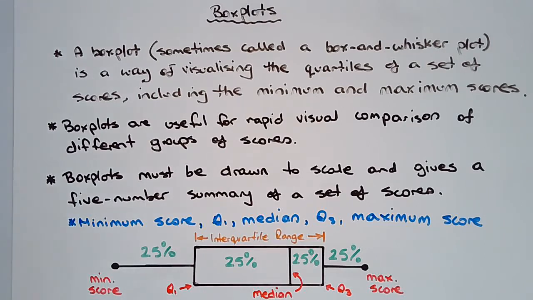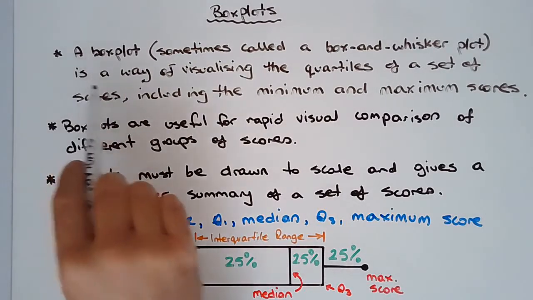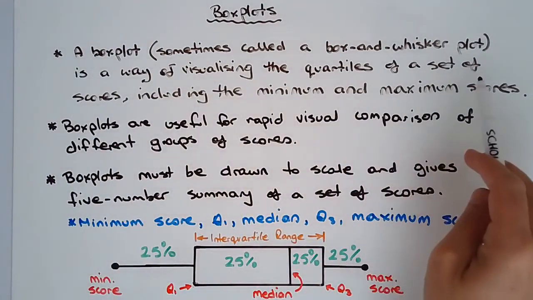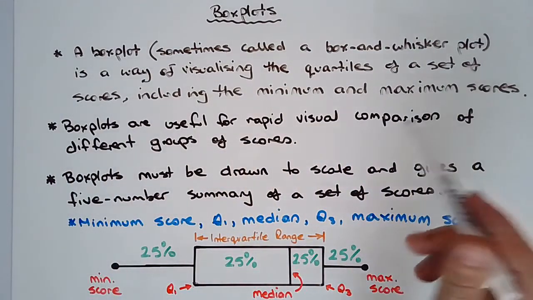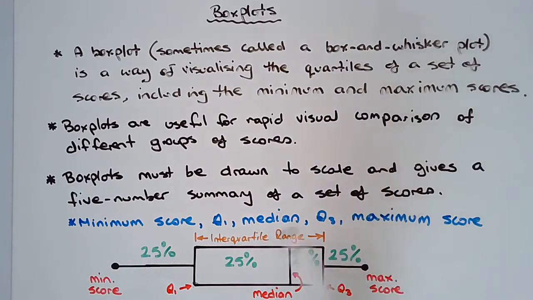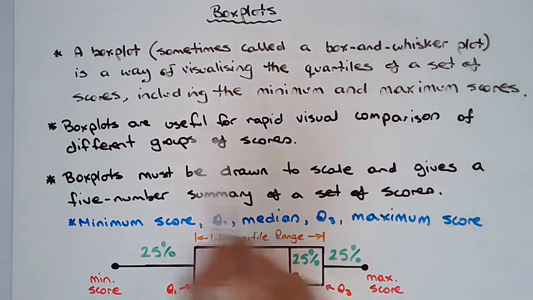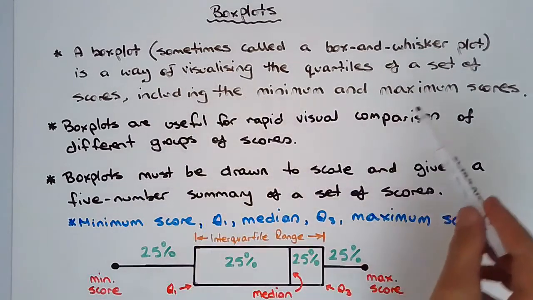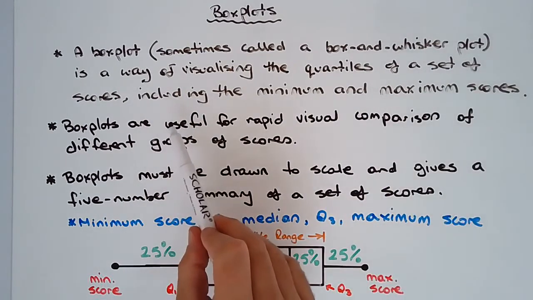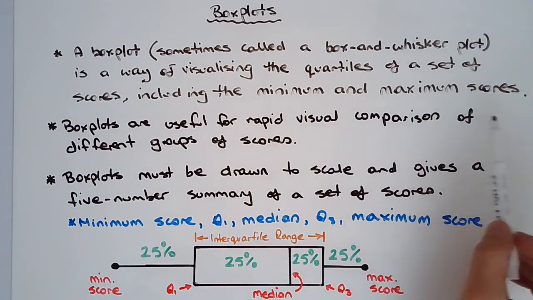Let's go through the theory for box plots, and I'll do some examples in a subsequent video. So what is a box plot? A box plot, sometimes called a box and whisker plot, is really just a way of visualizing the quartiles of a set of scores. That also includes the minimum and the maximum scores.